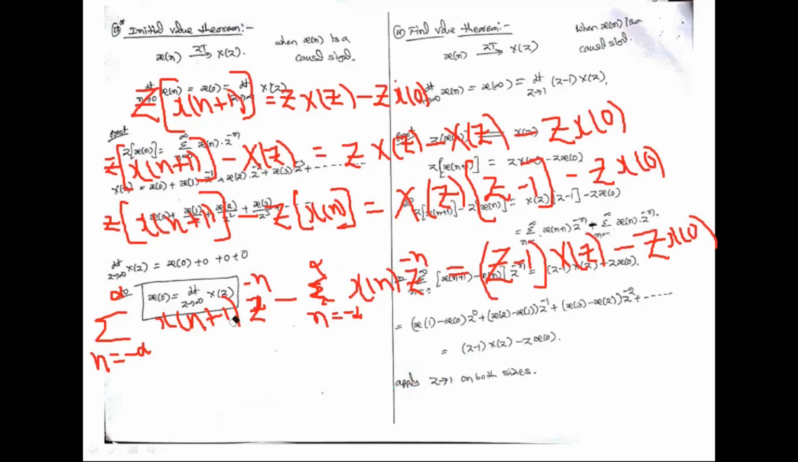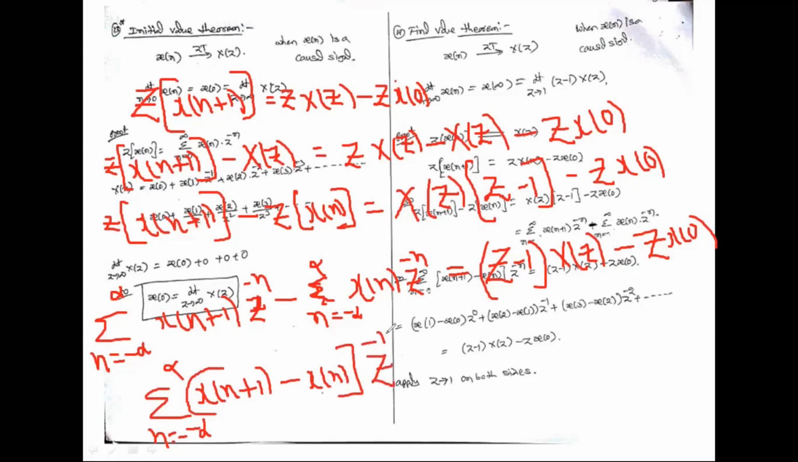See, in these two functions, the sum is common and the z power minus n is also common. Take that as a single term: sum of n equals minus infinity to infinity, x of n plus 1 minus x of n as one signal, z power minus n. This is equal to z minus 1 x of z minus z into x of 0. Okay. Now expand this function.